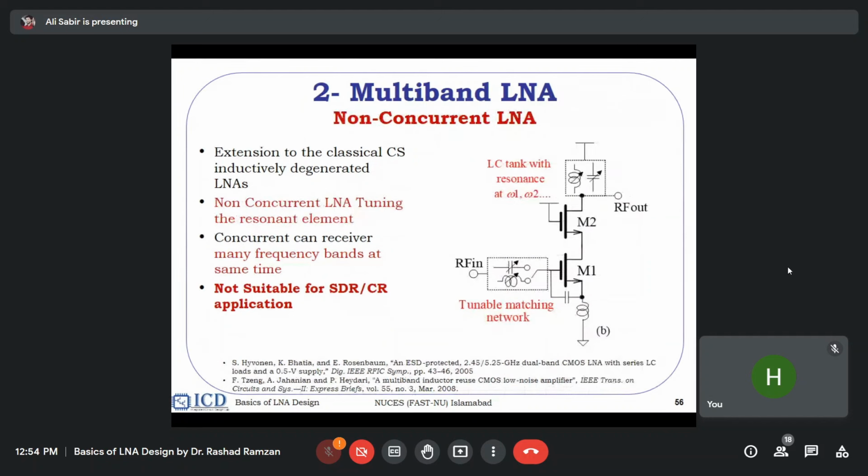So this is a non-concurrent LNA, where now you are putting the tuning in here. You have put in the switch here and variable capacitor. So you can use the switch, or you can use the variable capacitor, which is basically a transistor connected in a diode fashion, or you can use both of them. So this design is called non-concurrent, in that at one time the LNA will be amplifying only one band.